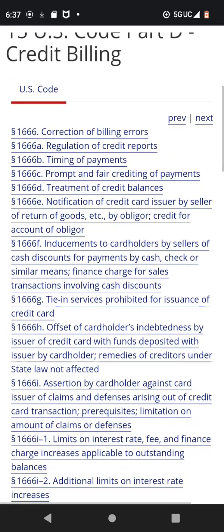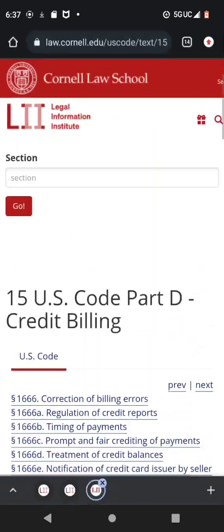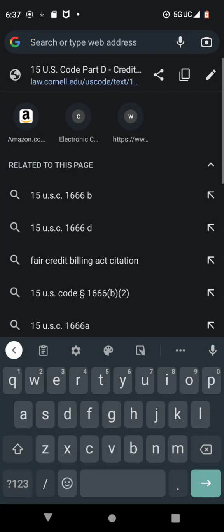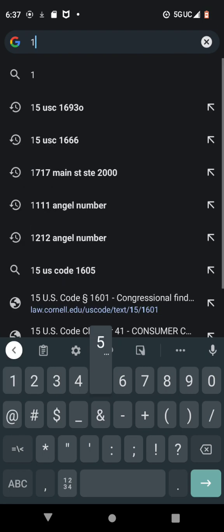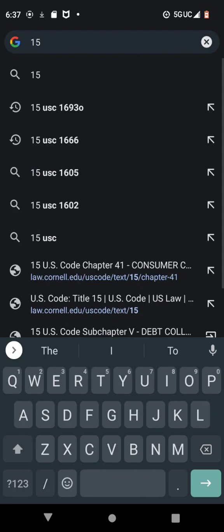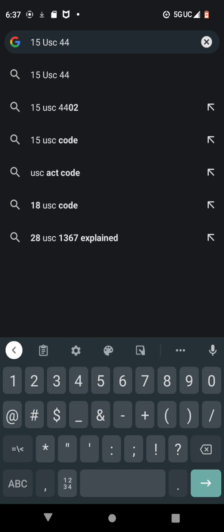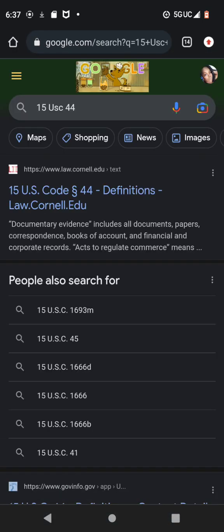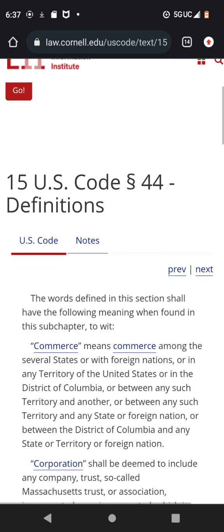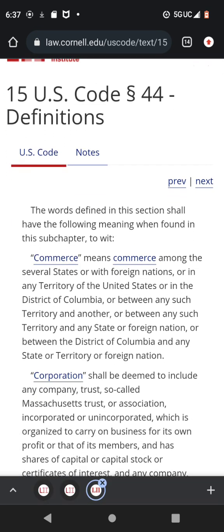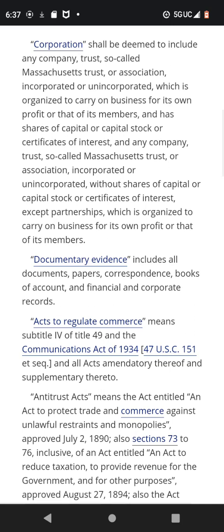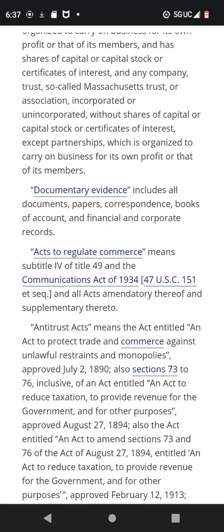This is not my words. We go in here and we find this stuff. Obviously, these people are breaking the law. Let's just go to what documentary evidence is. Once again, I ain't got time to play. So here we go, we're going to see what documentary evidence is. Documentary evidence includes all documents, paper, correspondence, books of account, and financial and corporate records.